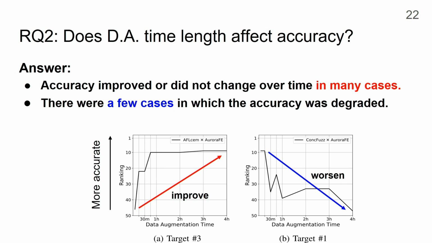Next, we investigated the relationship between data augmentation time and the accuracy of feature extraction. For many targets, a larger data augmentation time improved or did not change the accuracy of feature extraction. However, there were some exceptional cases where a larger data augmentation time worsened the accuracy. So we concluded that data augmentation time can affect the accuracy in various ways depending on the targets and techniques. More precise analysis and mitigation of the degradation are left for future work.